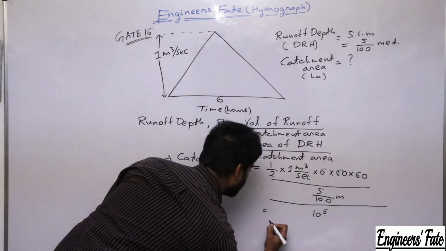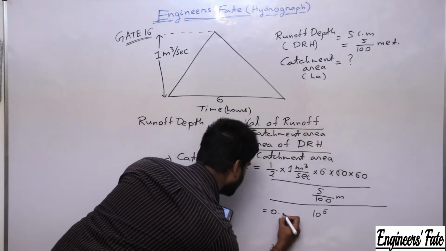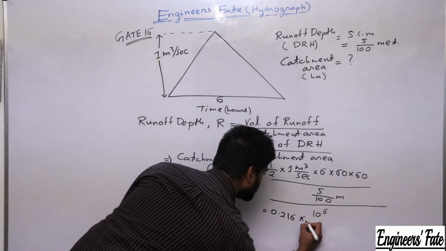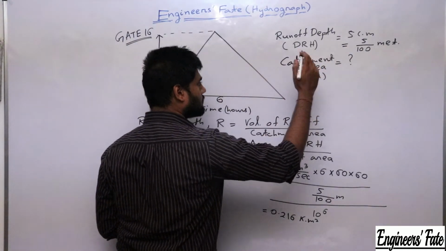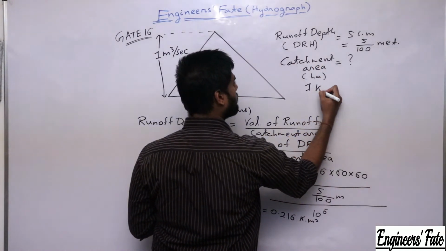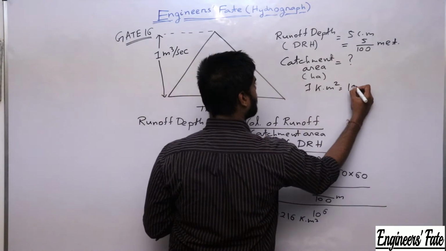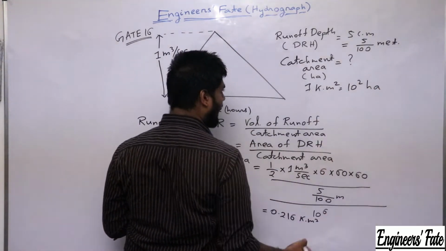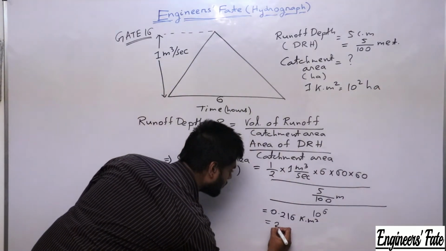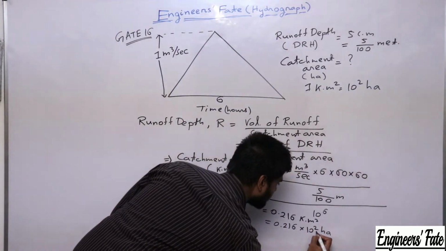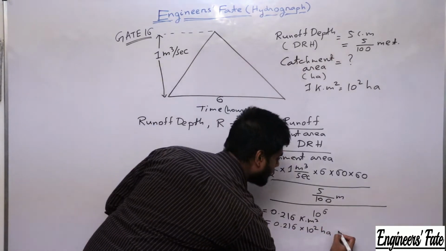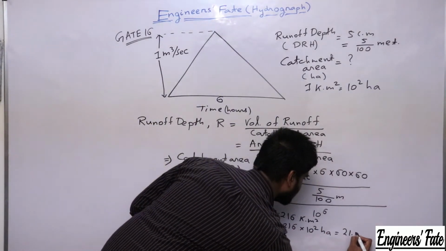So you will find 0.216 kilometer square. Now the catchment area is asked in hectares. So I know that 1 kilometer square equals 10 to the power 2 hectares. I have to multiply by 10 to the power 2: 0.216 into 10 to the power 2 hectare. So the answer will be 21.6 hectare.